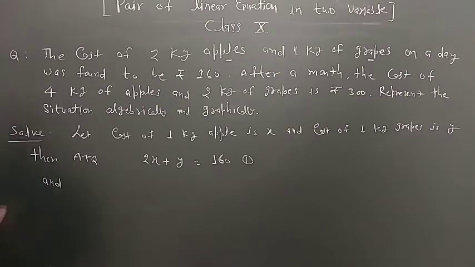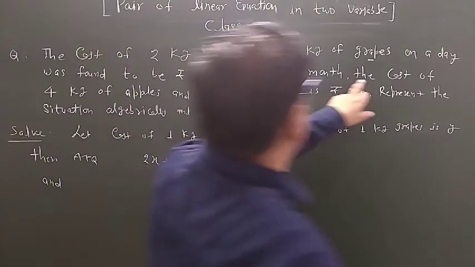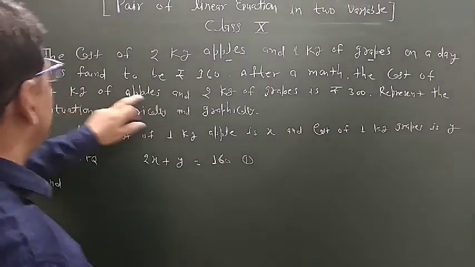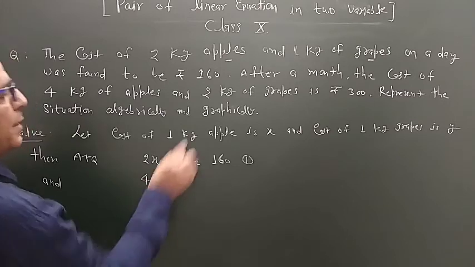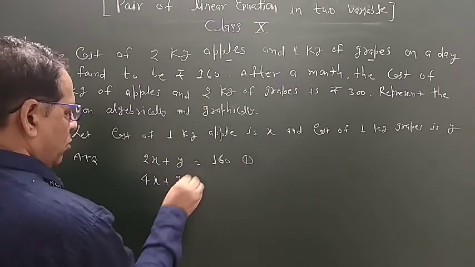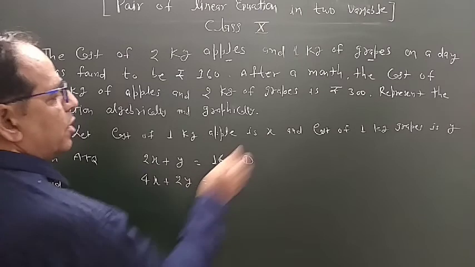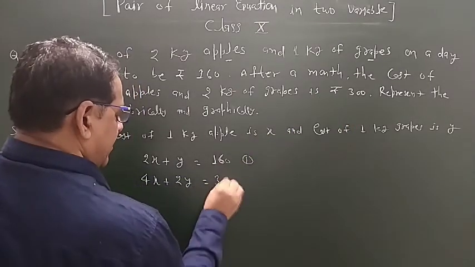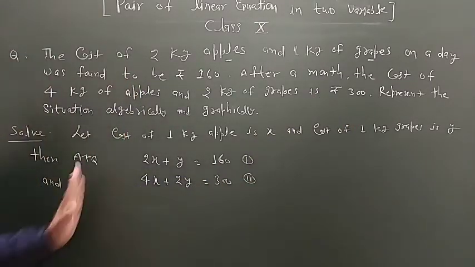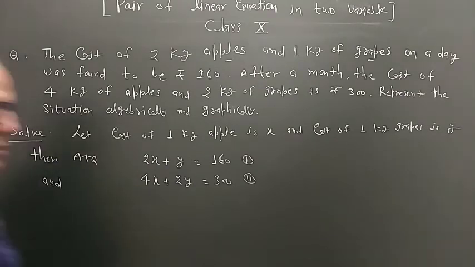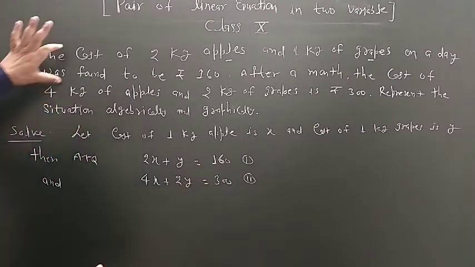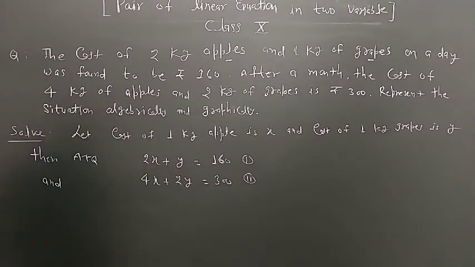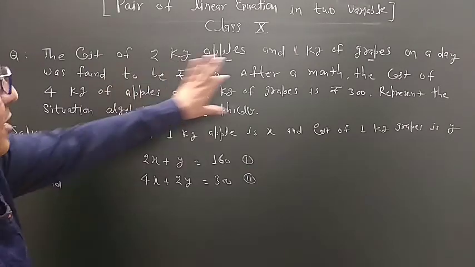Again, after a month, the cost of 4 kg of apples and 2 kg of grapes, according to this situation, we have 4x plus 2y equal to rupees 300. So these are the equations that represent the given data algebraically. Now we find the graphical solution of these equations.